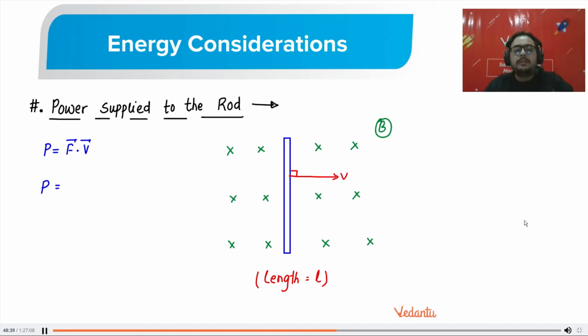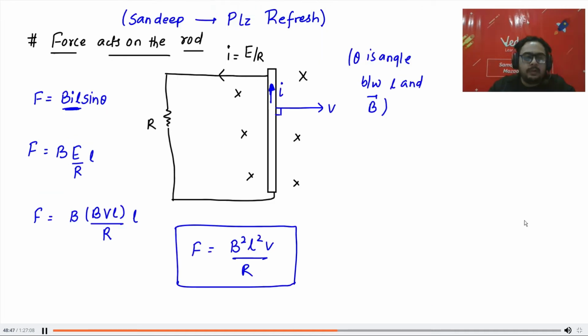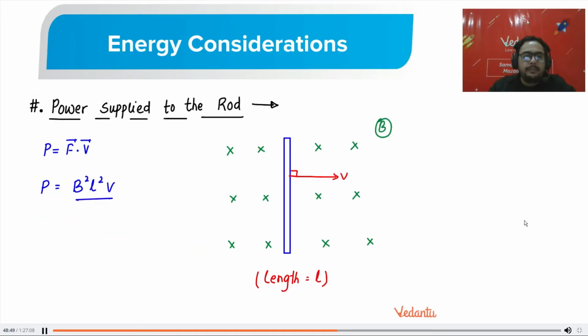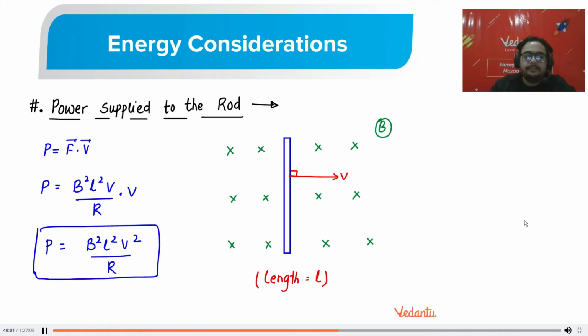So the power formula is F dot V. So simply write the force, which is B square L square V by R, and the velocity is V. So power you are going to get simply is B square L square V square by R, which is BVL whole square by R, or E square by R if you remember from current electricity. And that is our answer.